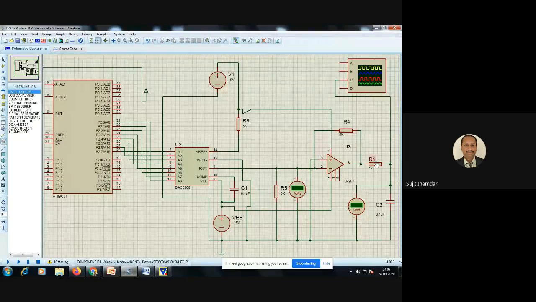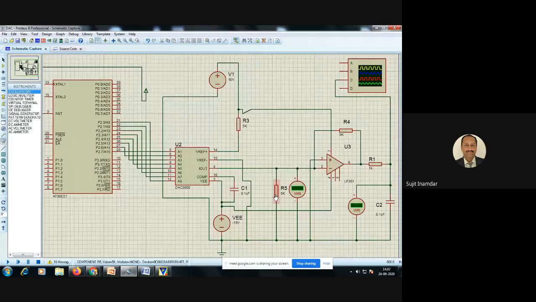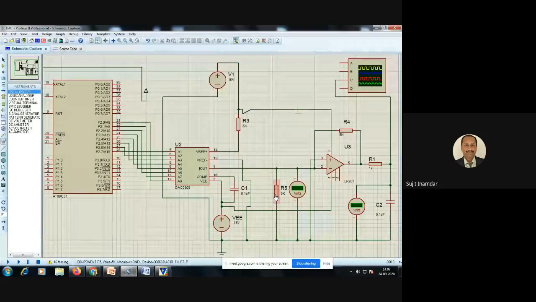The other resistors are just converting the current into the voltage. So for that sake it has been connected over here. There is no additional important work for that.